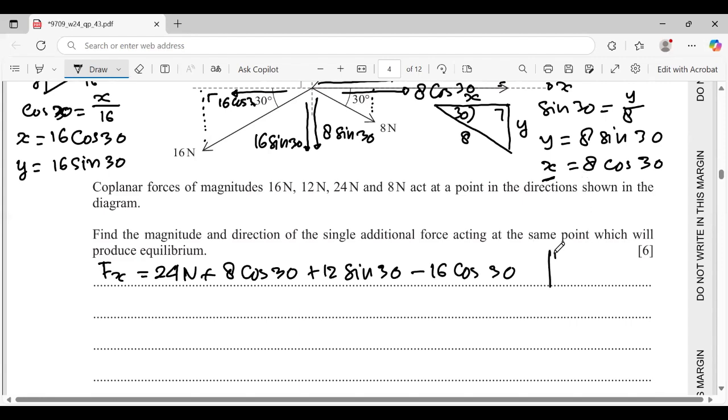All right, cosine 30 is square root 3 over 2, and sine 30 is 1 half.